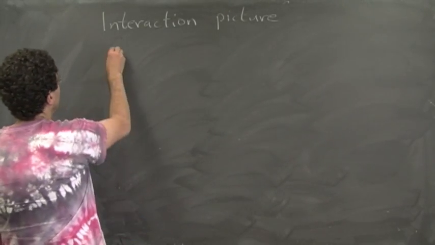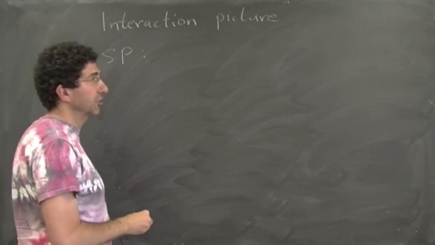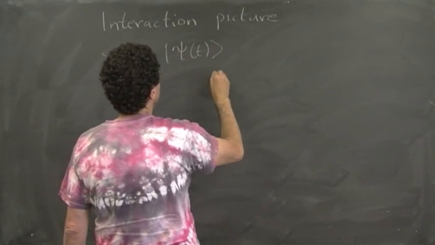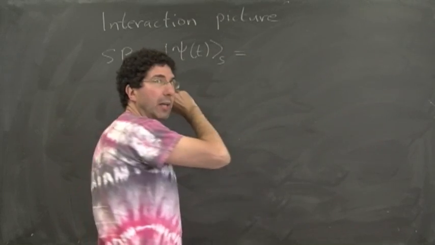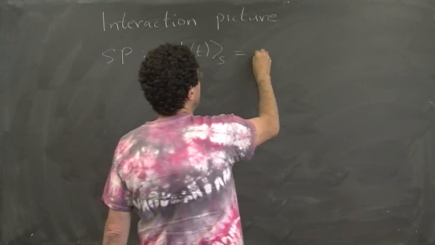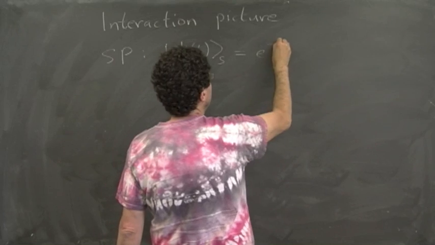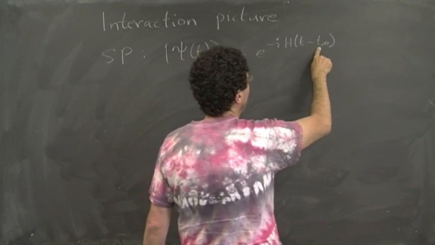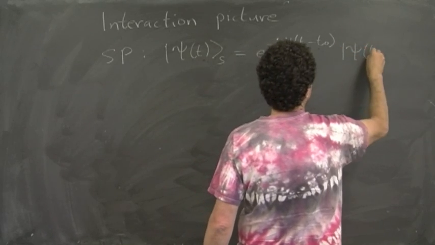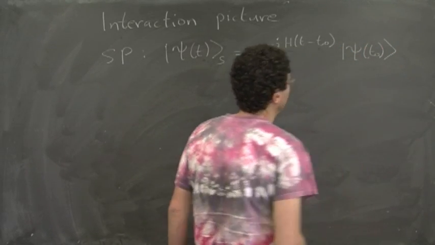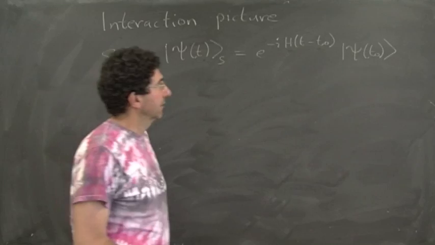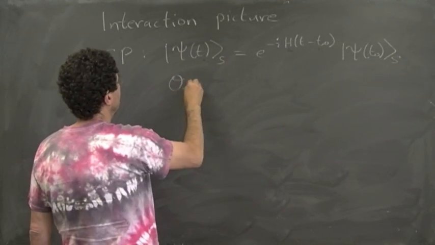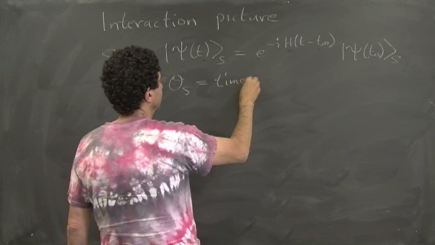So let's start back in the Schrodinger picture, our old friend. In the Schrodinger picture, the states evolve with time. And so now we can say that the state at time t is related to the state at some other arbitrary time t naught by some time evolution operator acting on the state at t0. And of course, the operators are time independent.